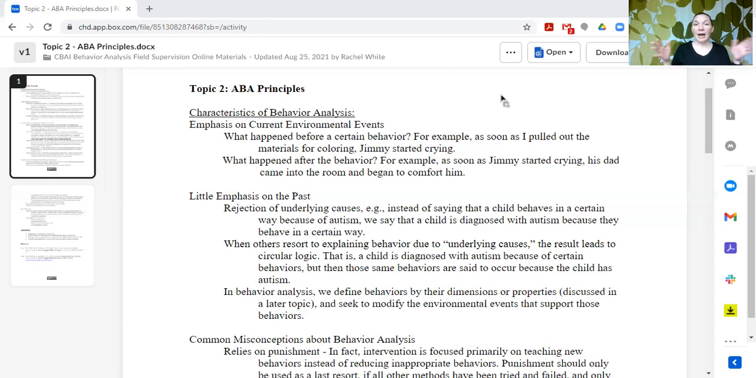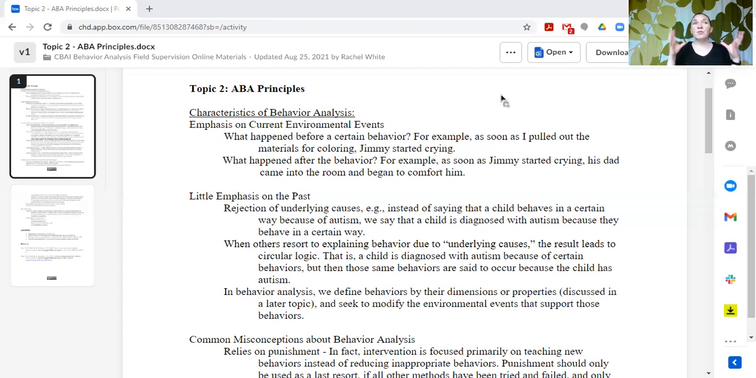That's what we need to look at, is what is going on currently, not necessarily what happened initially, though that absolutely could have a strong pairing and have an effect, but little emphasis on the past.